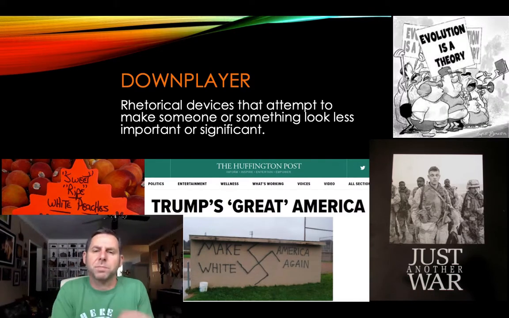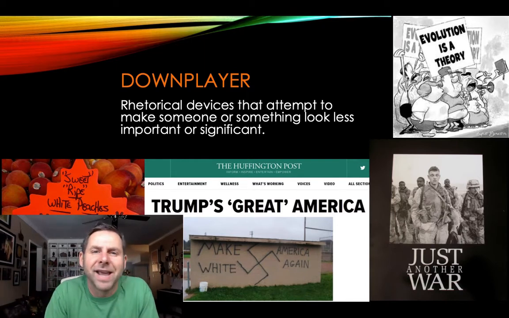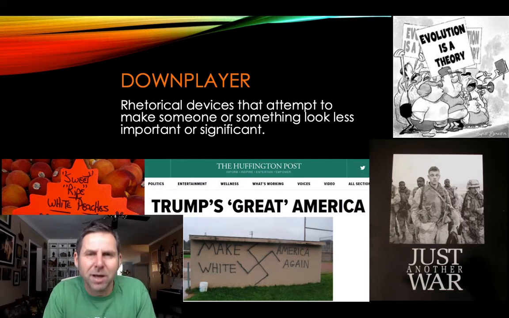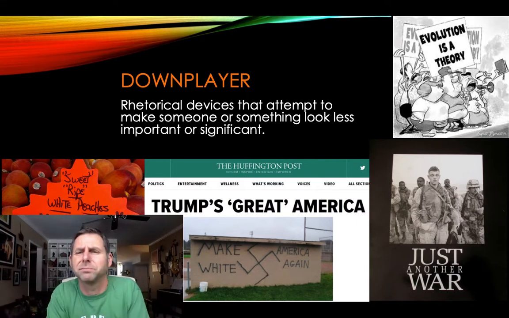All right, our next one is downplayer. Downplayer is super simple. Essentially, what you're doing is trying to make something look less important or less significant. So if you look at, let's say, the Huffington Post one, "Trump's Great America," right? Or the one on the left, "sweet, ripe, peaches." Whenever you put something in quotes, like, "you're a great actor," right? You're obviously not being literal about it. You're trying to make them seem less significant. "Trump's Great America" here is meant to not look so great, and the same with the "sweet." If it's "sweet," they're not really sweet, right?